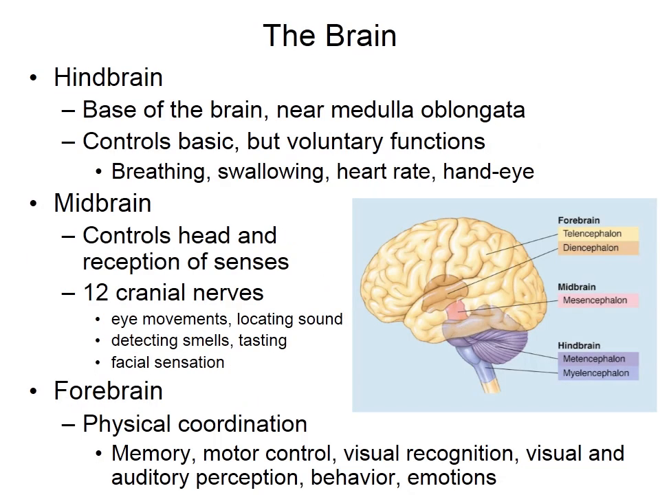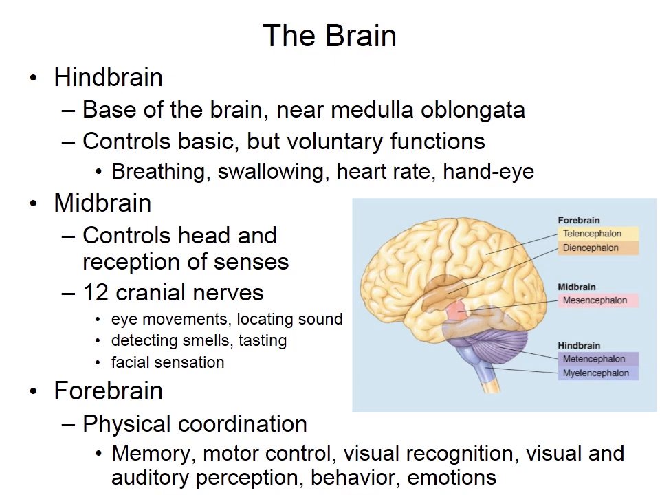All of this is based on the brain, and this is a very simplistic model of brain structure. Broadly speaking, we have the hindbrain, which is the base of the brain near the medulla oblongata. It controls basic functions, including breathing, which is both an involuntary and a voluntary function. We don't have to think about breathing, but we can also control it. Same with swallowing, and to some degree heart rate and hand-eye coordination. So the hindbrain has a lot of autonomic systems, things we're not directly in control of, but it also has the areas of the brain that allow us to take control of these systems in certain situations.